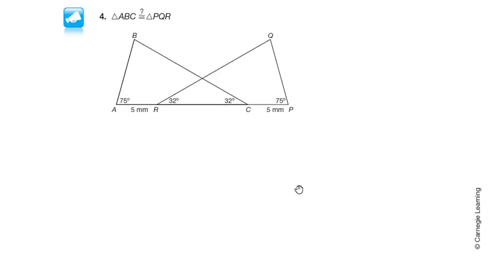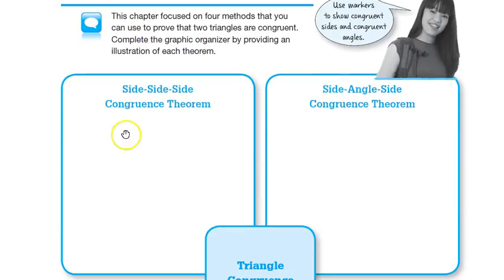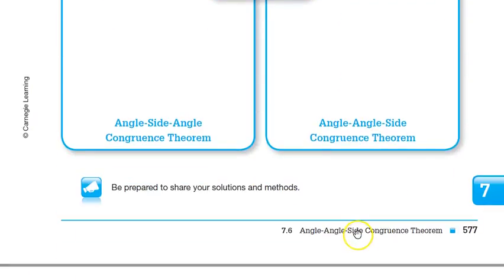You should be able to do all of these to determine if they are congruent. And then at the end, you can provide an illustration of each theorem. So you're going to have two triangles. You're going to show all three sides are congruent, side, angle, side, etc. And that'll be the end of this lesson.